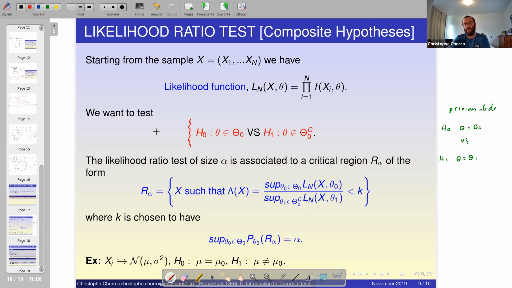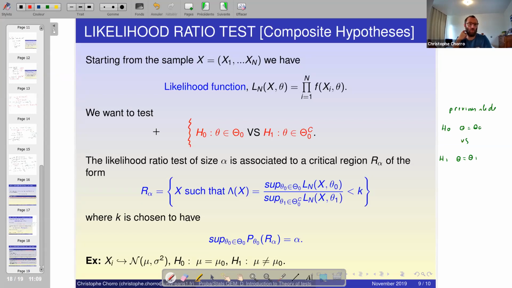If I try to maximize the log likelihood, since the true parameter has a priori to be in theta 0 here, under H0 I know that the log likelihood will be maximal for a point in theta 0. So if I consider the supremum of the likelihood on theta 0, I will obtain something that will be for sure, under H0, strictly greater than the same supremum under the alternative hypothesis, that is under the fact that theta belongs to theta 0 complementary.